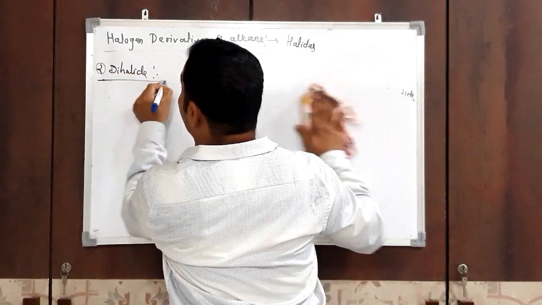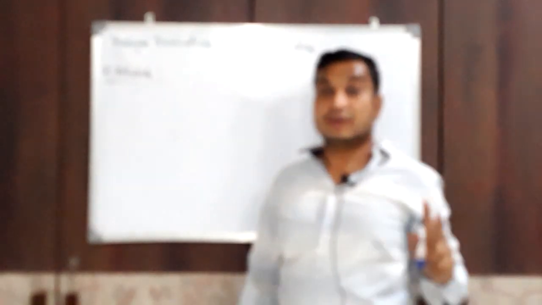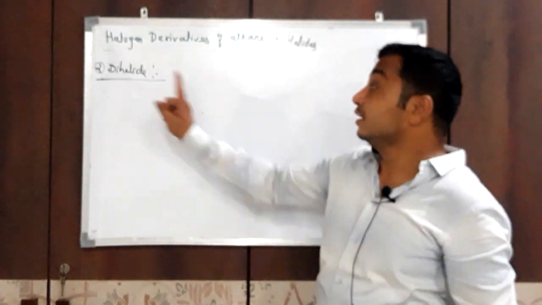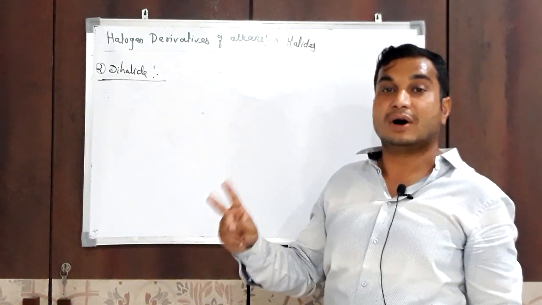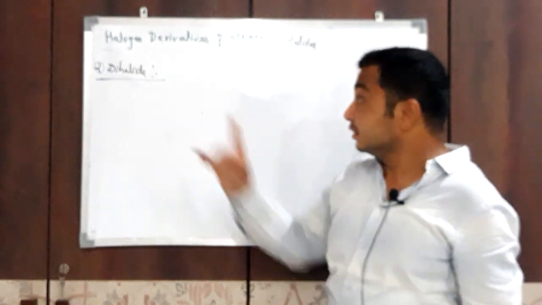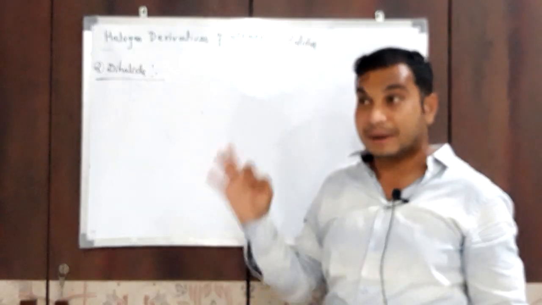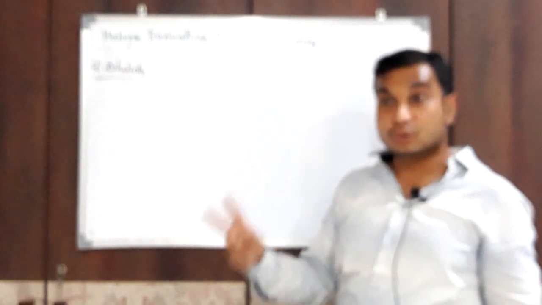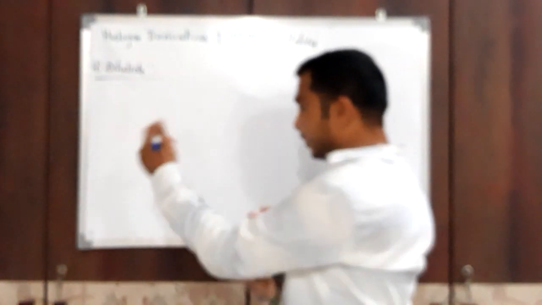Now I have to replace; di means two halogen atoms. Dihalides contain two halogen atoms, and they are obtained by replacing two hydrogen atoms by two same or different halogen atoms. Just concentrate on what I am speaking. How are dihalides obtained? They are obtained from alkane by replacing two hydrogen atoms by two same or different halogen atoms.